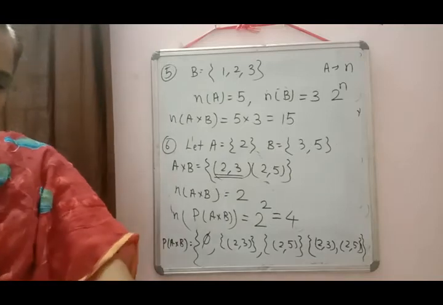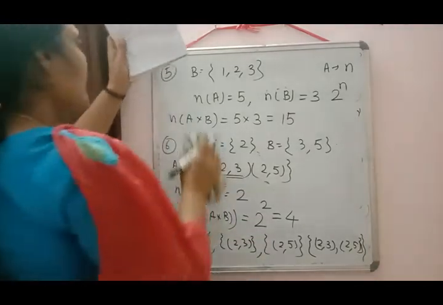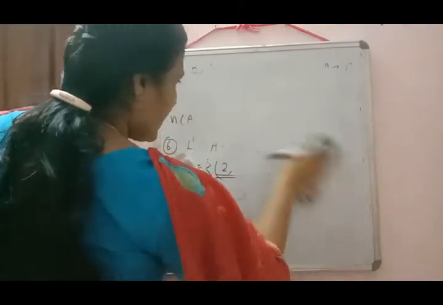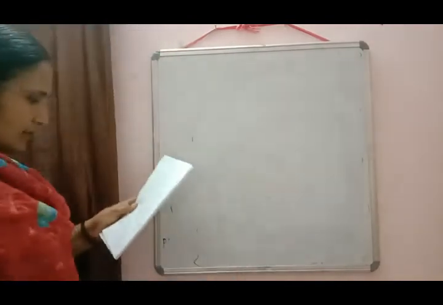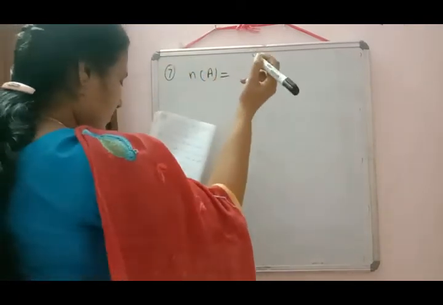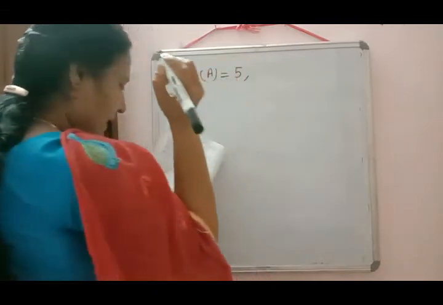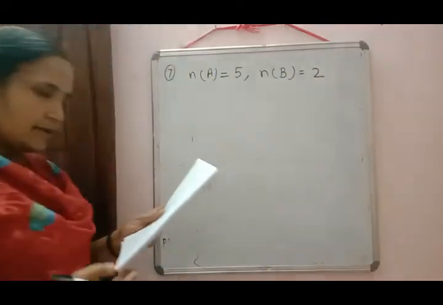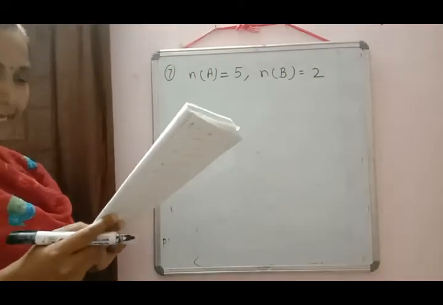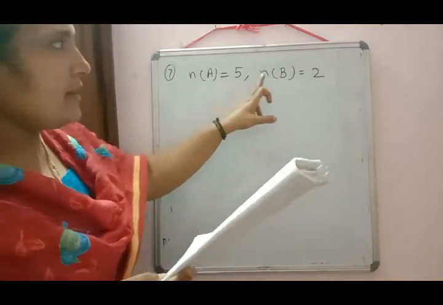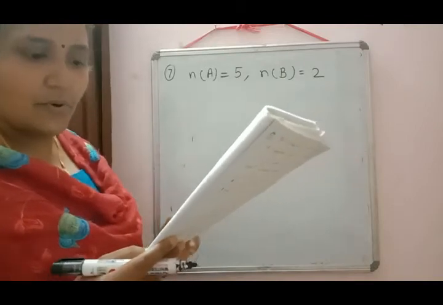Okay. So all of you, next question, write down question number 7. Let A and B be 2 sets such that the number of elements, you can write n of A, no problem. Number of elements in A is equal to 5. Number of elements in B is equal to 2.